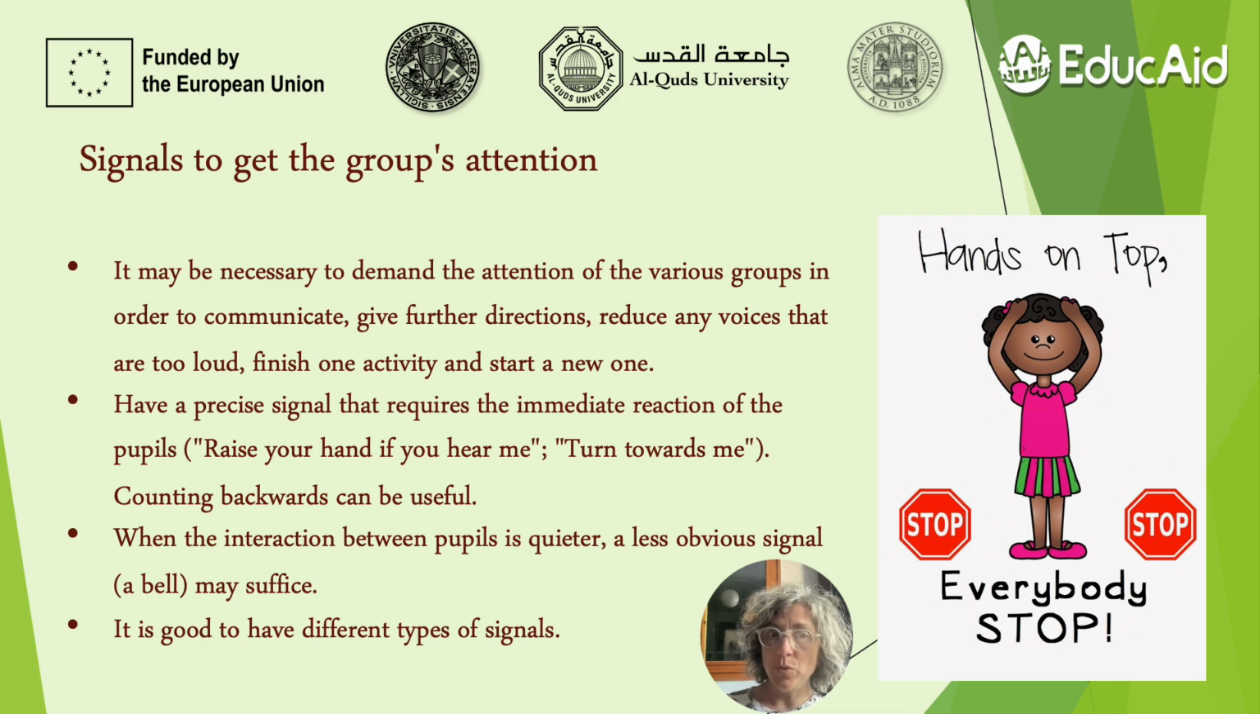Sometimes it may be necessary to demand the attention of the various groups in order to communicate, to give further directions, to reduce any voices that are too loud, to finish one activity and start a new one. So the teacher must have a specific signal that pupils immediately understand and follow. Having precise signals will help pupils to react immediately.